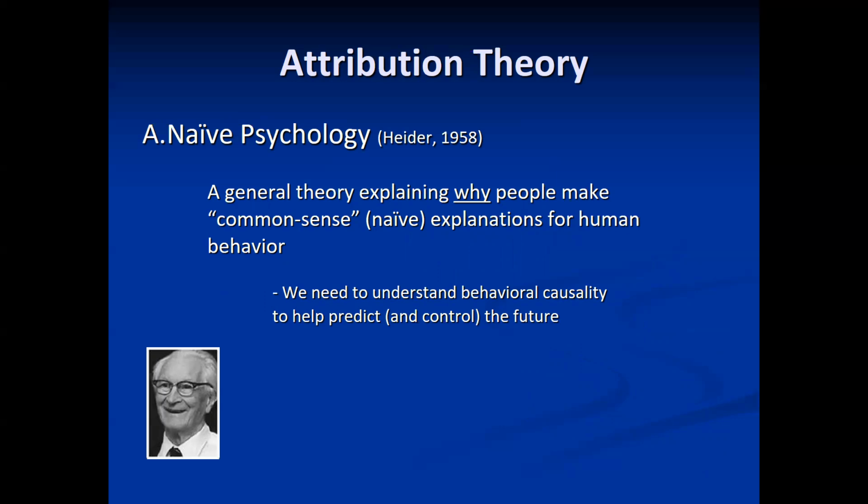His framework is called naive psychology, and it explains why people make attributions. The theory of naive psychology is based on the idea that people need to be able to understand the social world around them. If we can adequately explain why people are behaving the way they are, then we should be able to predict how they will behave in the future. Thus, the ability to make accurate attributions gives us a degree of control over events.